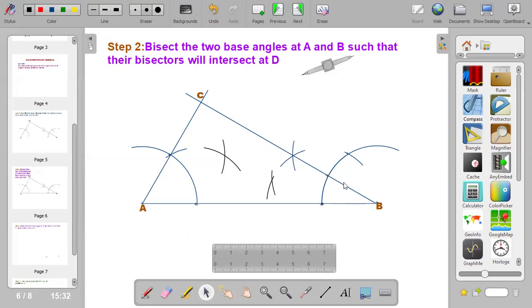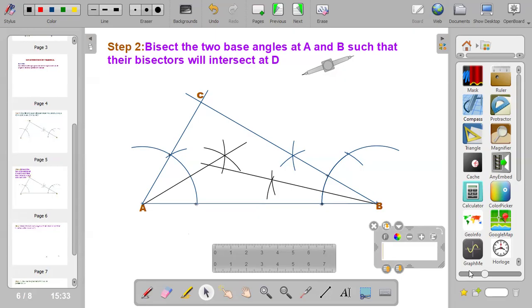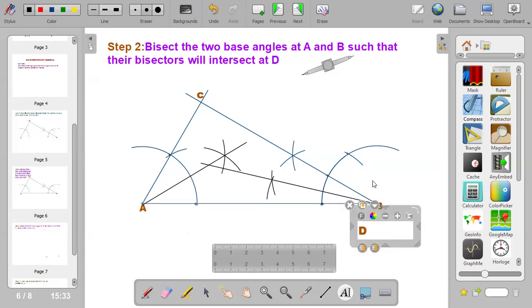So now I will have to draw my bisectors. A bisector is a line that goes through the center of the angle. For the first one, I'll draw the bisector to pass through point A and through the intersection of the arcs. Then the second bisector will pass through point B and also the intersection of the arcs. So the bisectors meet at point D. I will label this new point as point D.